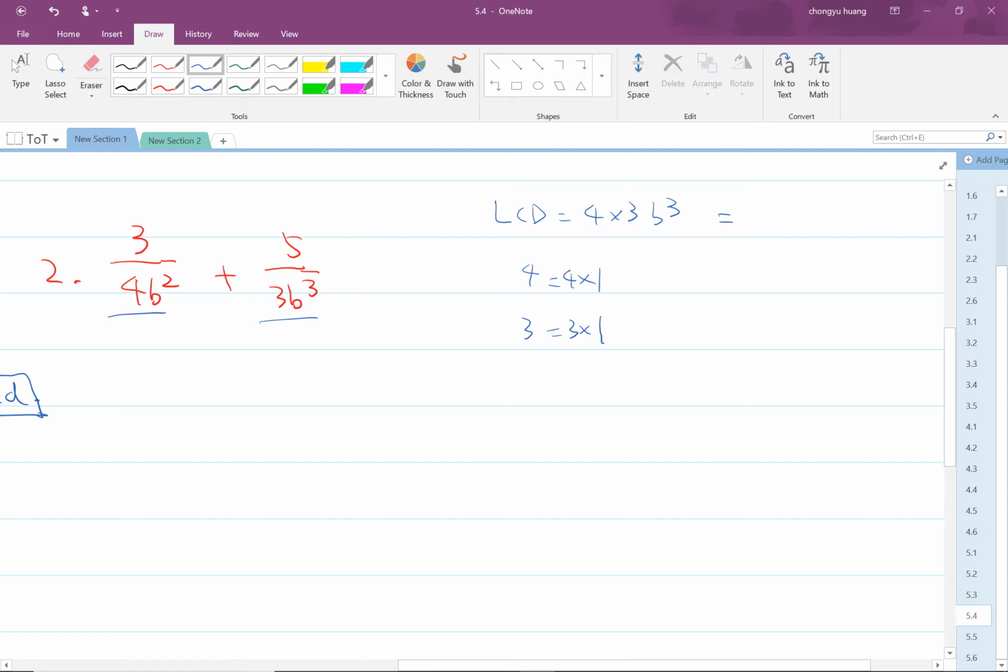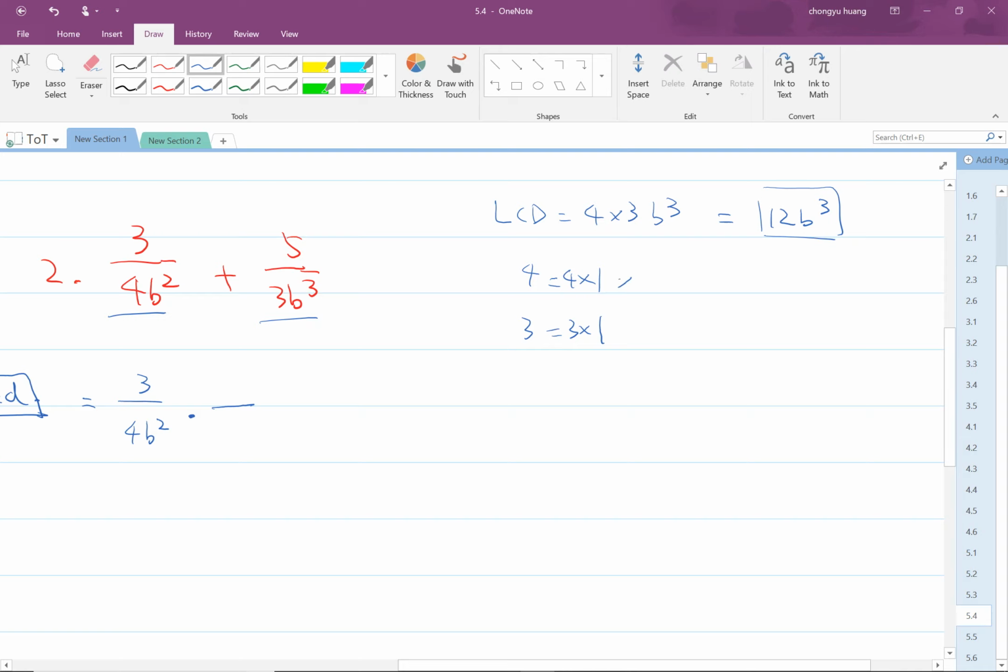So now you know the least common denominator will be 12b to the power 3. So let's move into the process of how we actually use the LCD to solve this problem. Okay, so 4b squared times 3, and here you want to make sure it is balanced, right?